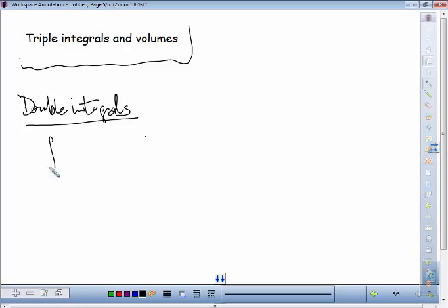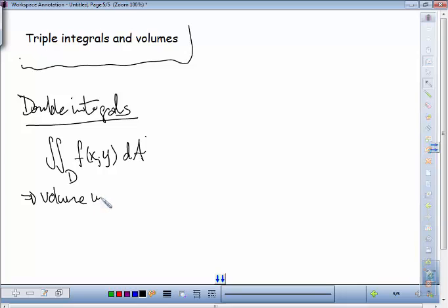When you compute this double integral over some D or R, I think D, of some function f(x, y) dA, geometrically this gives the volume under f over the region D, right? So that's what it does.